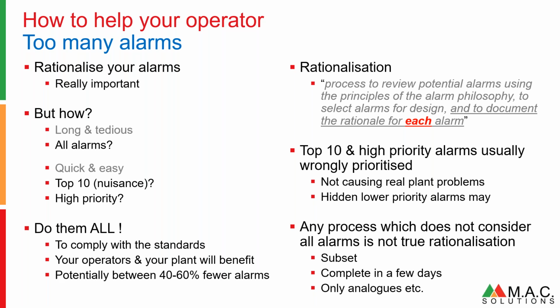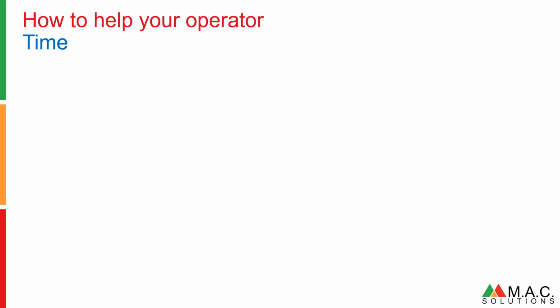Some of the pieces of software may only look at analog alarms. What about the digital alarms, which often vastly outweigh the number of analog alarms on your plant? You've got a whole bunch of stuff you've not looked at. You've changed set points with these pieces of software. It's not rationalization, guys. As I said earlier in the slide, it could be a long and tedious process, and there are no real shortcuts.